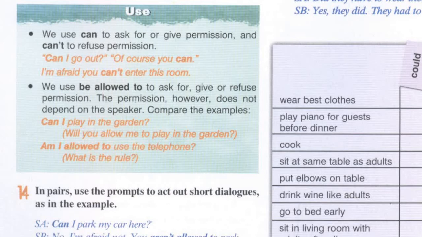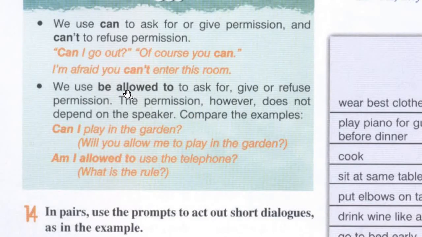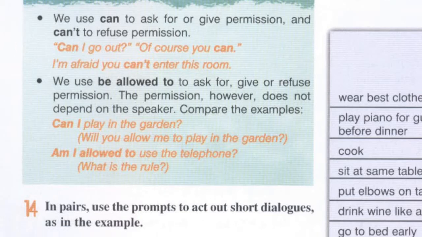Look at here. Can I park in the garage? Is it a garage? No. Okay, let me adjust the problem with eyesight. What is garage? It's a garden. Okay. Can I play in the garden? And another sort of is, am I allowed to use the telephone? The second one, asking for permission based on rule. The first, asking permission, totally personal. Okay, so we need to exercise this part.